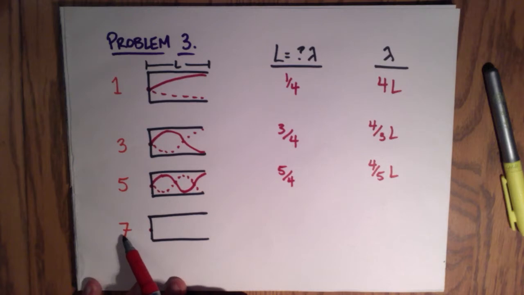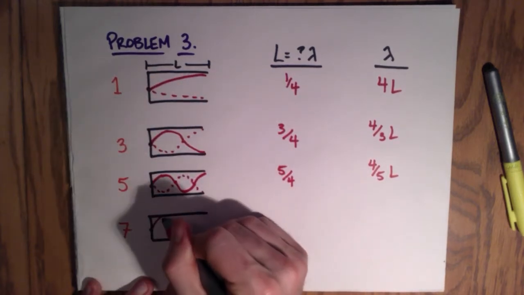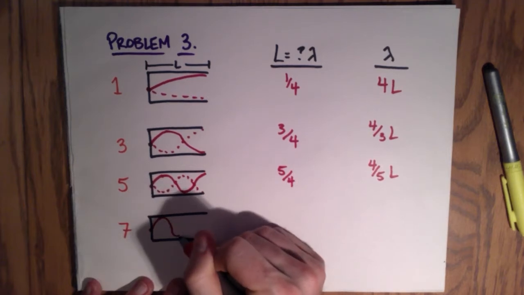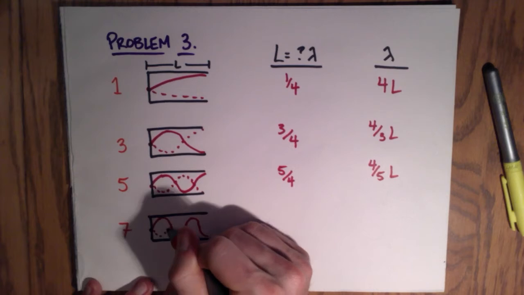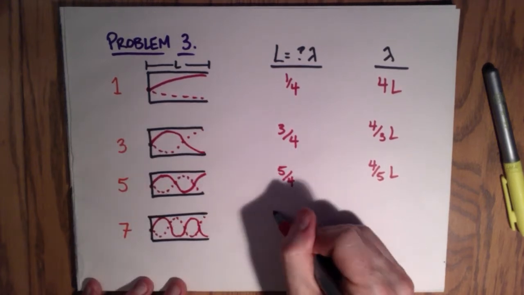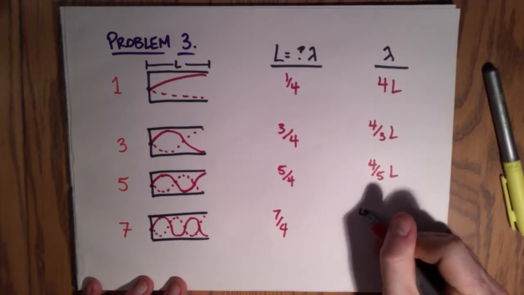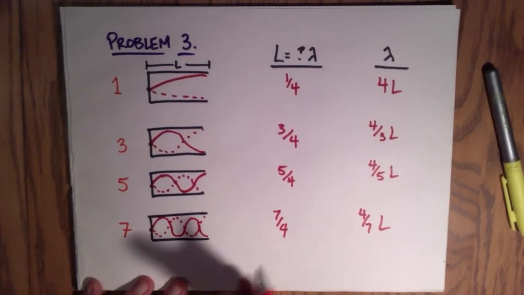Hopefully you see by now 7. We're going to need 7/4 because it's all based off the fundamental frequency. So 1, 2, 3, 4, 5, 6, 7. And if we continue this, node, antinode, node, antinode throughout, this will be 7/4, and this will be 4/7 L. So taking a look at problem number 3, hopefully you understand what's going on with this.